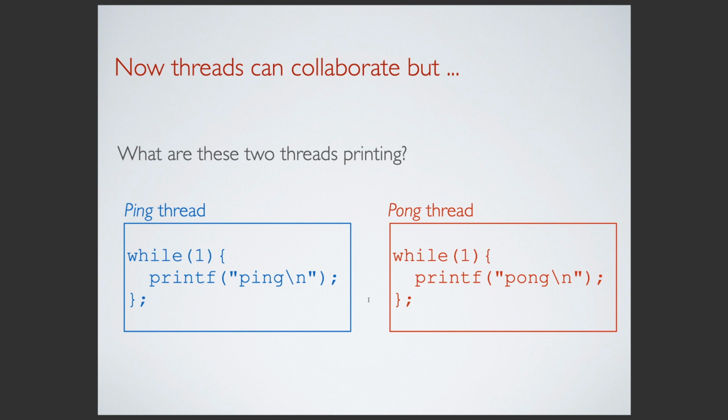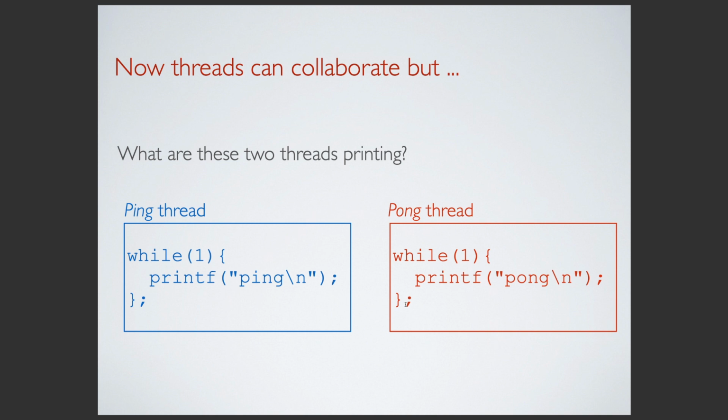Great. So here, what you can do is one application can spawn, create many threads. Imagine one application having a ping thread and a pong thread, okay? This is basically two infinite loops printing ping. One is printing ping, the other one pong.